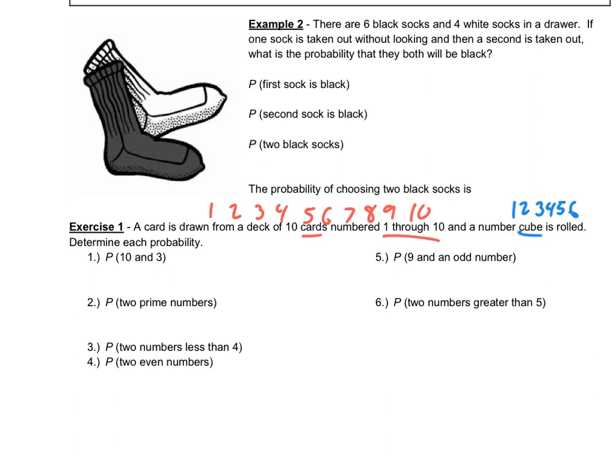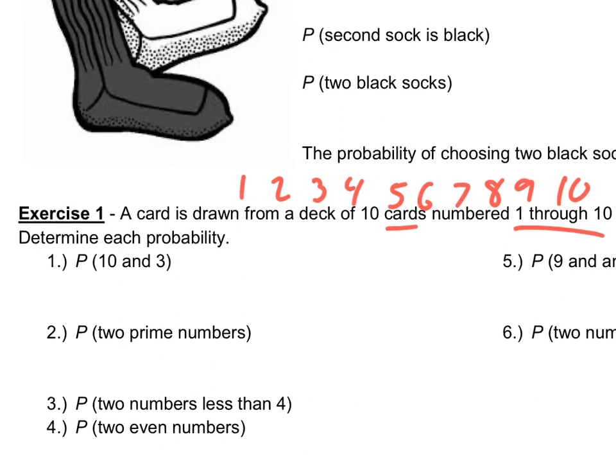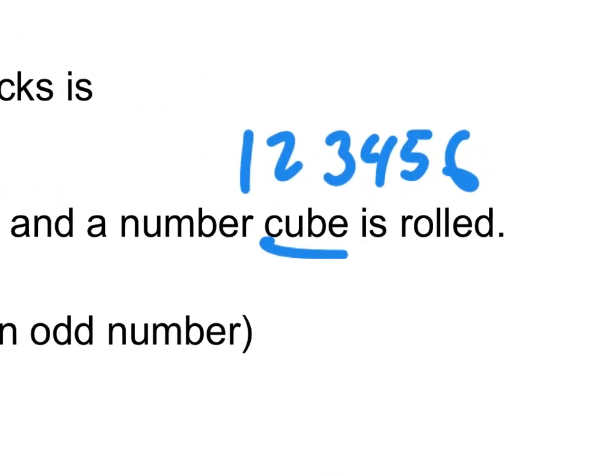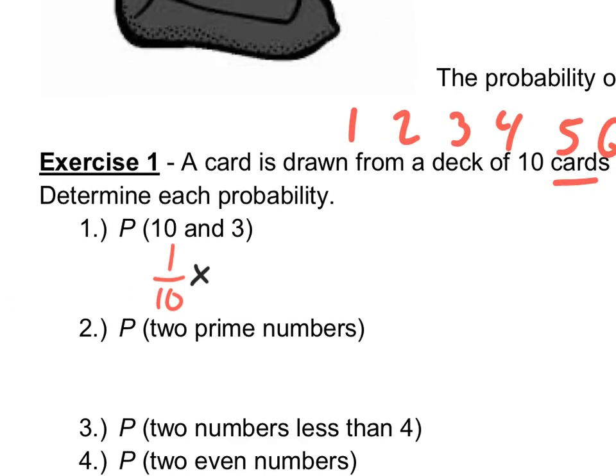Number 1, we want to know the probability of getting a 10 and then a 3. Well, looking at the deck of cards, there's only a single 10. So our probability is 1 out of 10. Looking at the number cube, there's only 1 3. So it's going to be 1 out of 6.